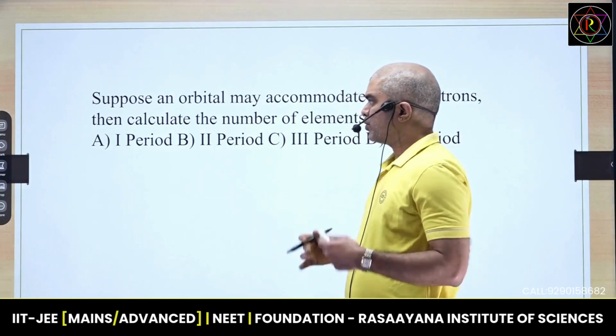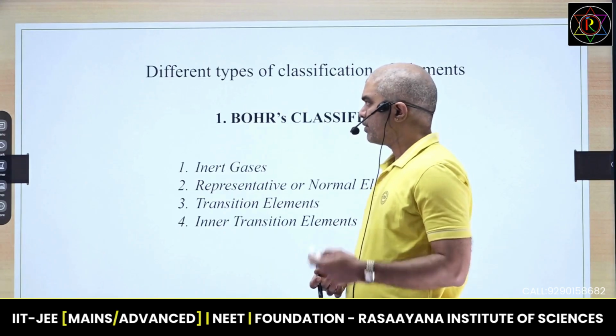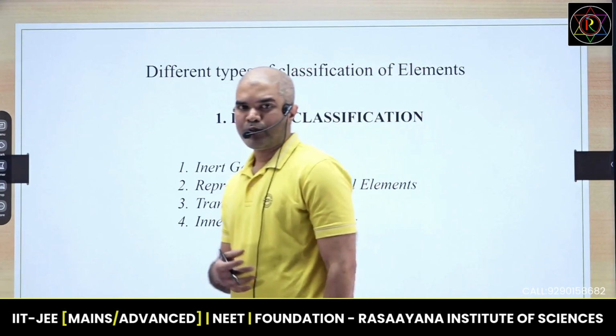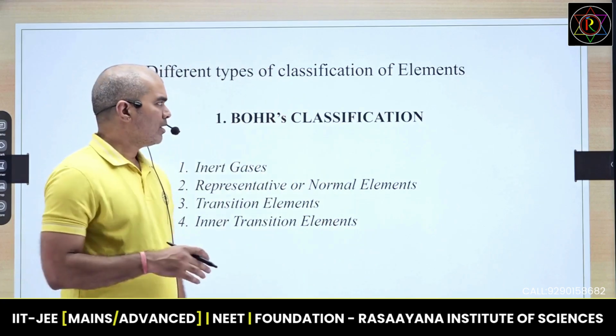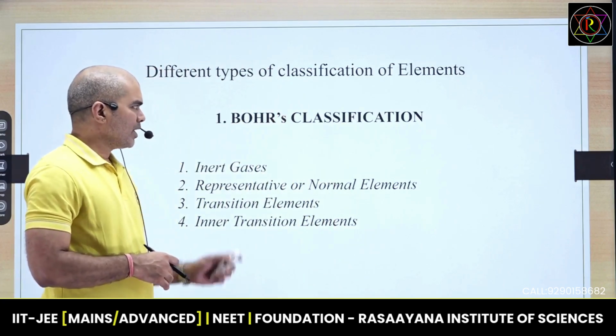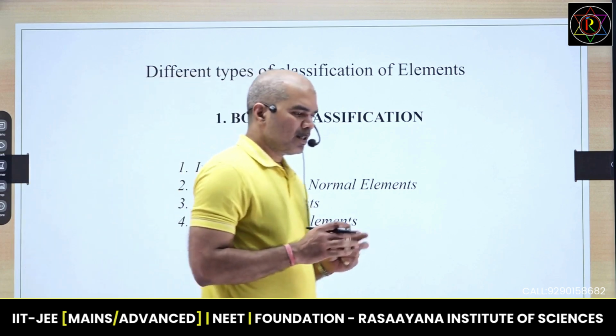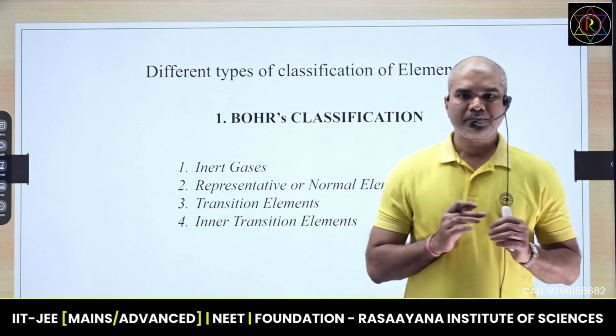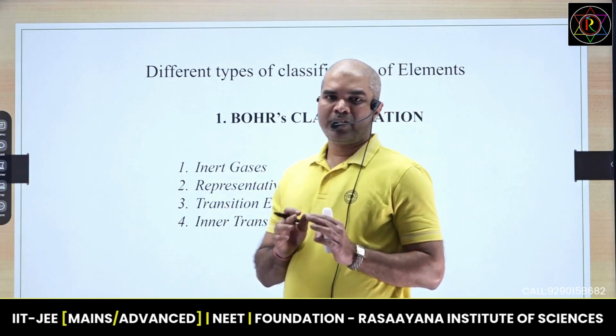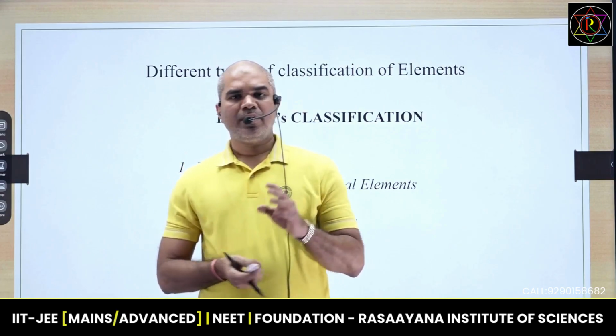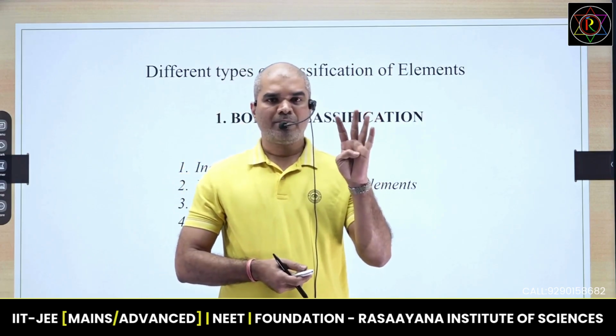So let us move to the next type of classification. We said different types of classifications are there. One type we call Bohr's classification. How did Bohr classify all the elements of the periodic table? This is one of the simplest classifications. He classified all the elements into 4 types.